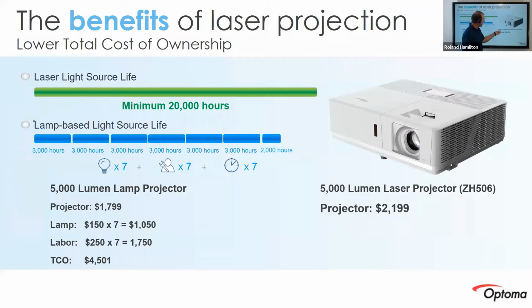However, if we look at an example of a 5,000 lumen Optoma laser projector, here we've taken the ZH506. This is a 5,000 lumen 1080p projector, perfect for a conference room. And the MAP price is $21.99 on this unit. So even though that's slightly higher than the MAP price on a similar lamp-based unit, the total cost of ownership, when you look at what it's going to cost over the life of the unit, is actually less than half. So considerable savings, considerable value proposition for your customers.